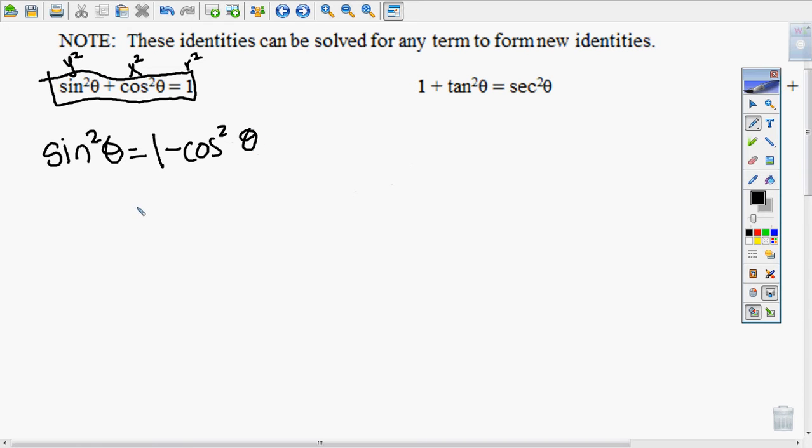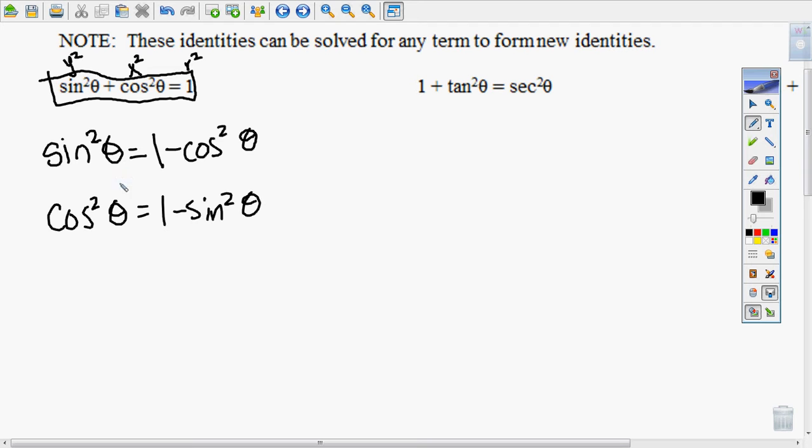How do we feel? If I wanted to get cosine squared theta by itself, I would subtract sine squared theta. So that becomes 1 minus sine squared theta.